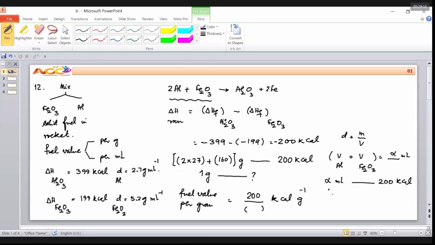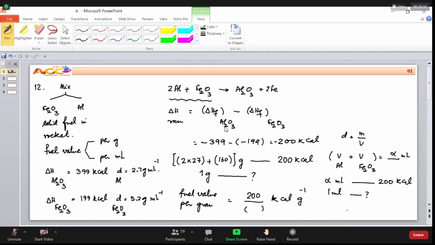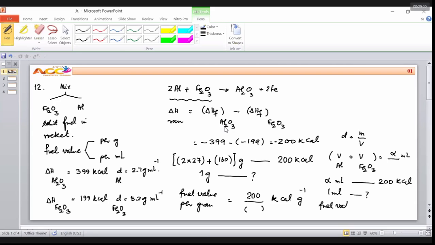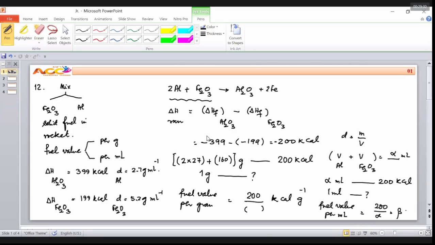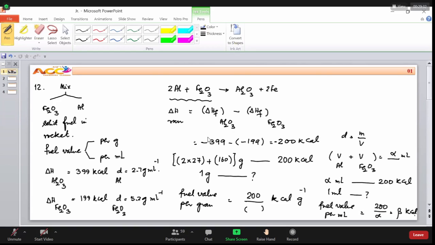How many ml do you require? 1 ml. How much? Fuel value per ml is equal to, and what is that? That is beta, kilocalories per ml. Go ahead.